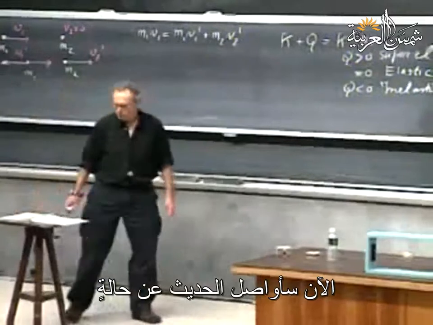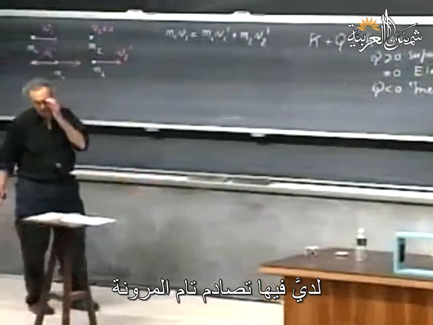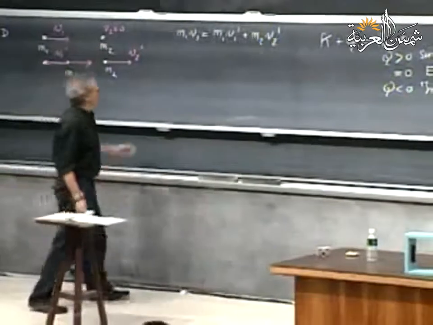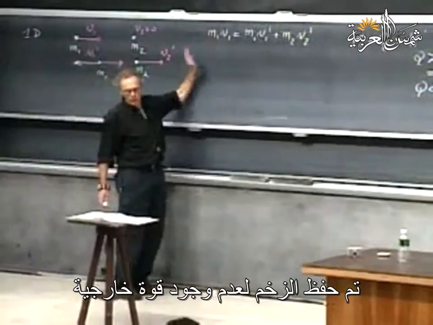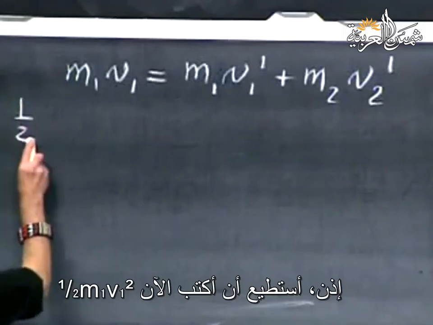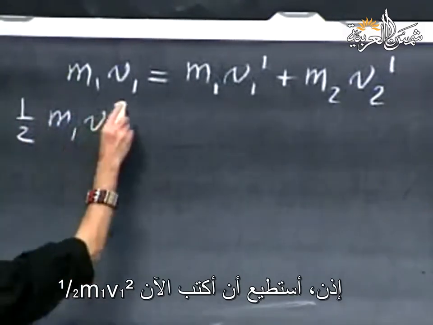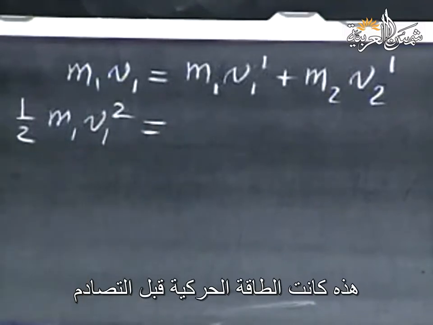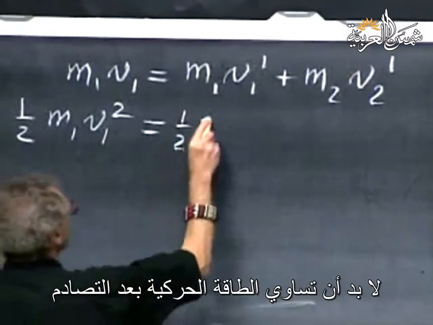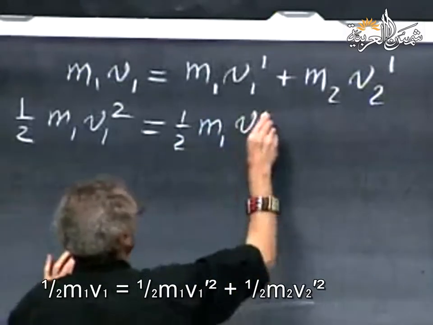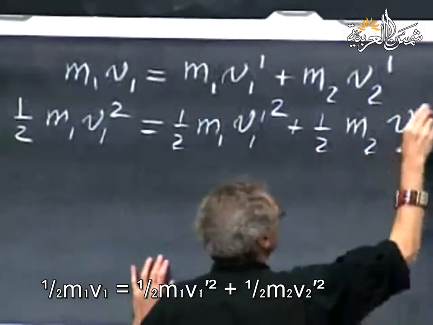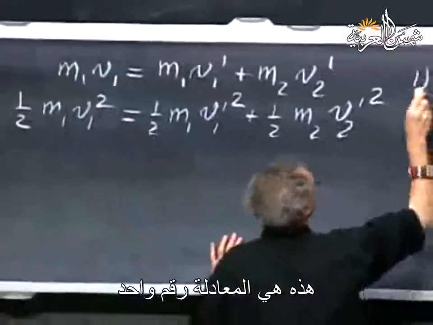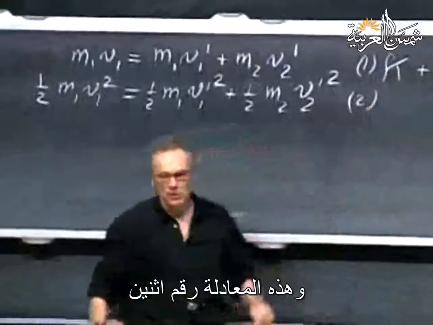Now I want to continue a case whereby I have a completely elastic collision. So Q is 0. Momentum is conserved because there was no net external force. So now kinetic energy is also conserved. And so I can write down now 1/2 M1 V1 squared, that was the kinetic energy before the collision, must be the kinetic energy after the collision: 1/2 M1 V1 prime squared plus 1/2 M2 V2 prime squared. This is my equation number 1, and this is my equation number 2, and they can be solved.